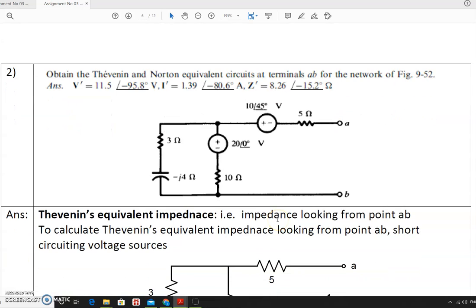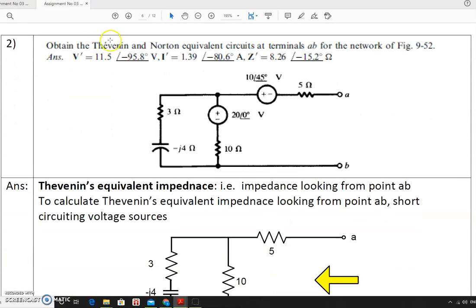Okay, so now let's solve the next problem. Obtain the Thevenin's and Norton's equivalent circuit in the terminal A, B. Okay, so terminal AB is given, and in between these two terminals we have to obtain the Norton's equivalent circuit and Thevenin's equivalent circuit. So we know that the Thevenin's equivalent impedance and Norton's equivalent impedance are same, they are not different.